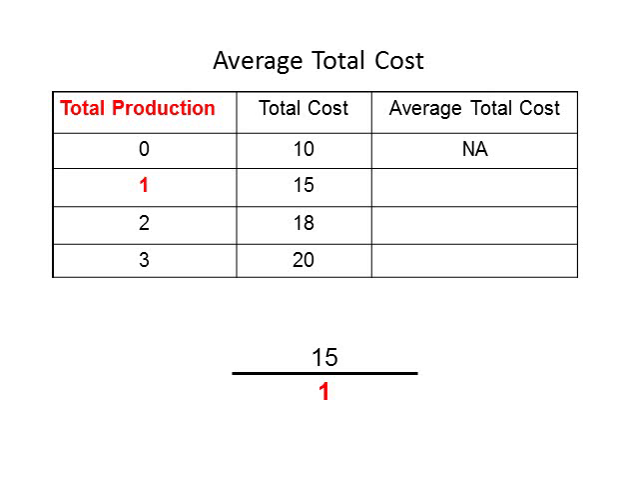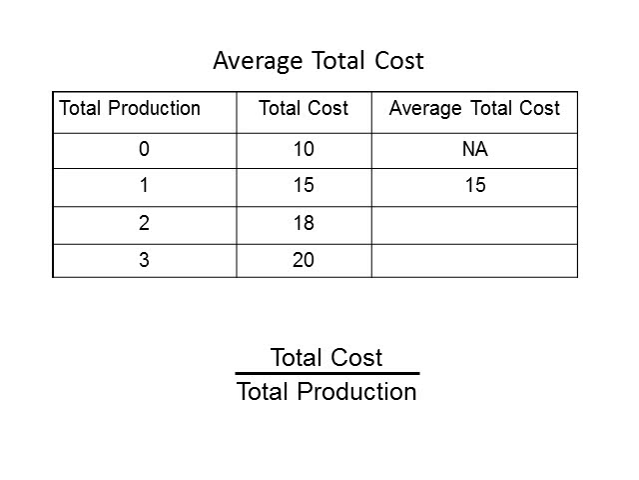Next, we'll do the calculation part of the procedure. Divide 15 by 1, which is equal to 15. Transfer the 15 into the average total cost column. So let's move down to the next row of numbers.